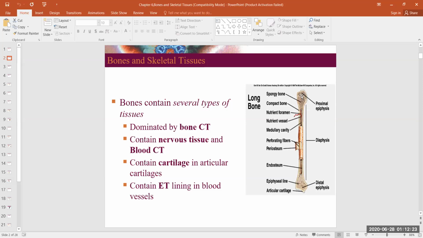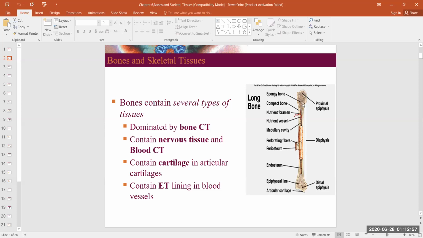Now, when you make a longitudinal section of the bone, you can see some part of the bone is hard, which is outside. That is called compact bone. You can see here the hard part, compact bone. And if you see the middle of the bone, particularly in the epiphysis region, then you're going to see spongy bone. In the diaphysis center, there is a cavity that is called the medullary cavity, and that contains yellow marrow. This area contains red marrow.